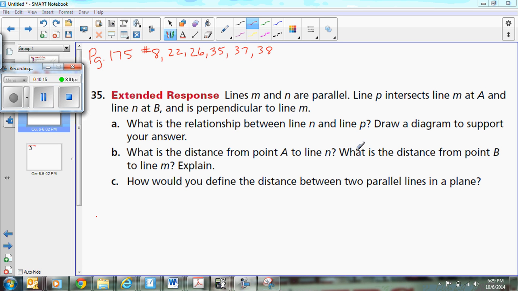And also this question, what is the distance from point B to line M? Again, you will write your answer in terms of the measure of a segment, and you'll also answer part C as well. How would you define the distance between two parallel lines in a plane? Okay, well, it will have something to do with the measure of the shortest distance between those two points. So you might want to look at that definition on your yellow sheet, the definition of the distance from a point to a line.